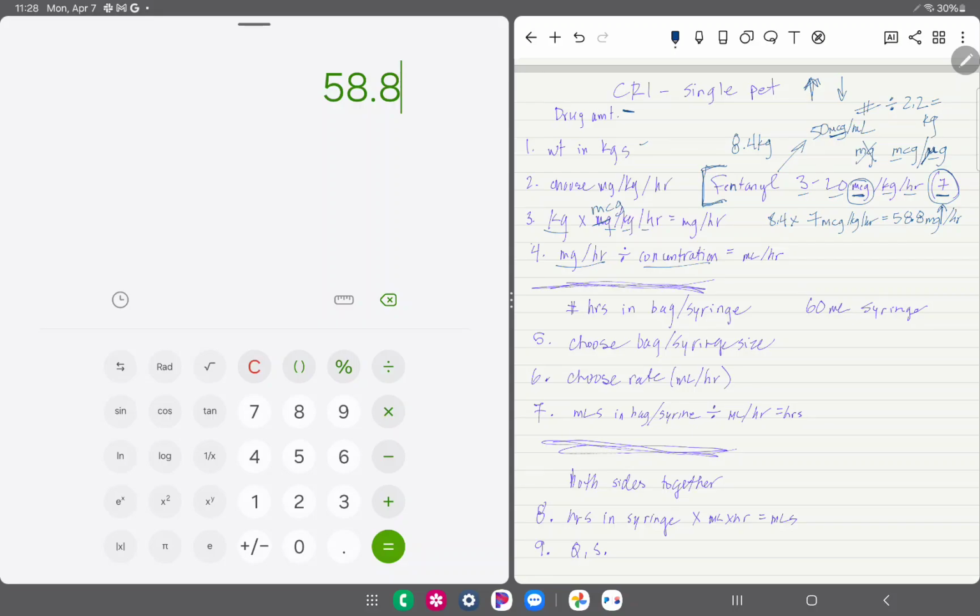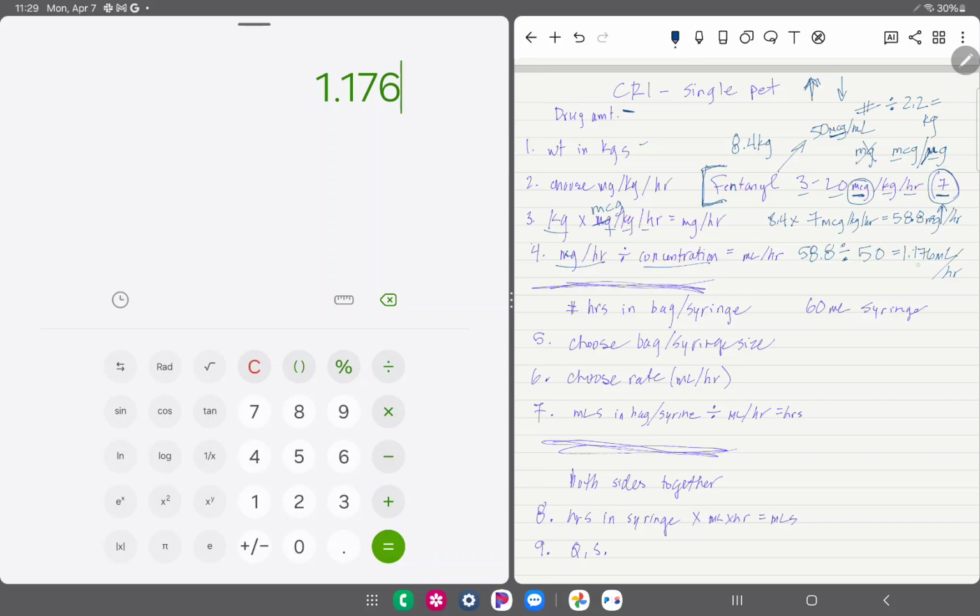So we like that. Anyway, now I'm taking my mic per hour, which is 58.8, and we're dividing that by the concentration, which is 50. So we got 58.8 on my calculator divided by 50, and that's going to equal 1.176 mL per hour. So for every hour in this bag, I have to add 1.176 mLs to make sure I am giving him the most accurate amount possible.